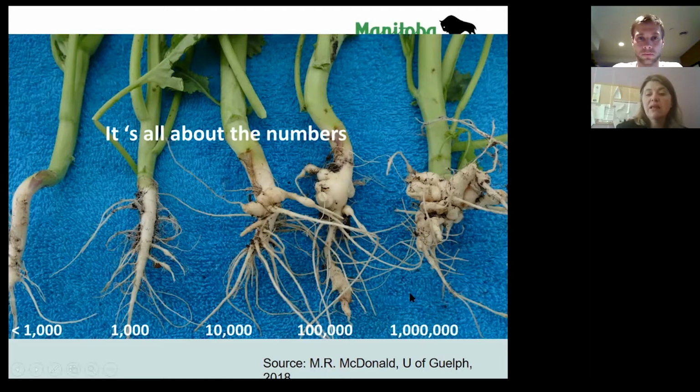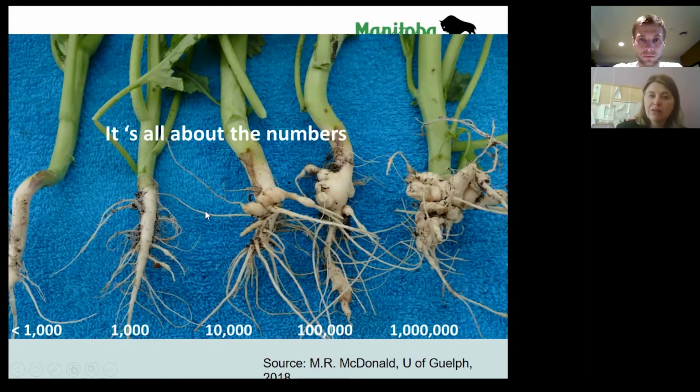So yes, 500,000 is still 500,000. So you're still in this range. But if you had a 2-year break here and then a 2-year break there, by the time you're growing canola here in about 12 years, you're probably down to this level again. And you may be having a little bit of yield loss, but you're keeping it manageable.